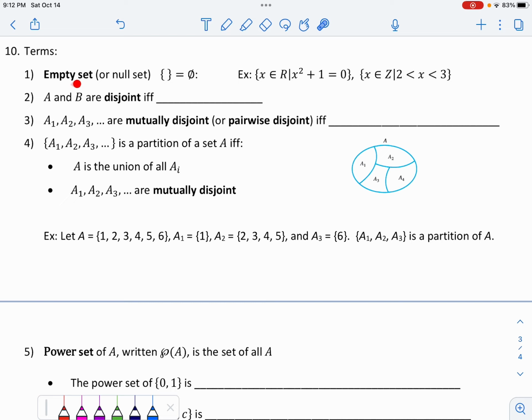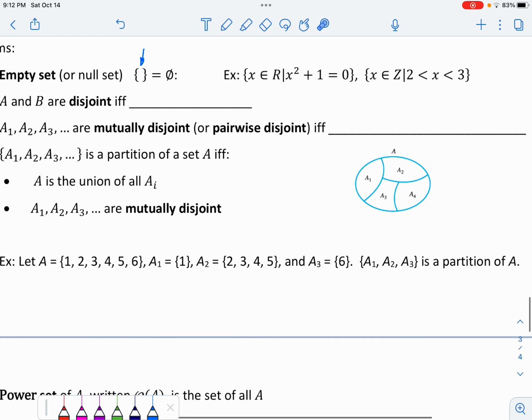Now another set of terms. The first one is the empty set, or we call it the null set. It is a set that has nothing in it, so therefore you do not see anything in it, right? So it has nothing. And sometimes we just denote it like this, 0 with a slash. So that means the null set is empty.